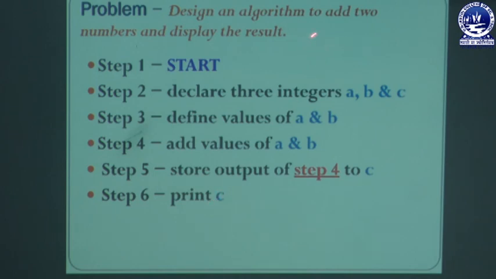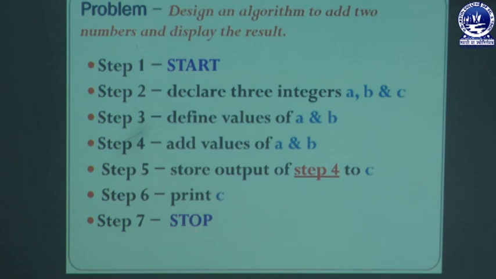Our problem is to add two numbers. Here we are adding two numbers. Then second is to display the result. At step 6 we are displaying the result. So we need to stop now. So step 7 should be stop. You should remember the first step is always start and the last step is always stop. So this is the way of writing an algorithm.